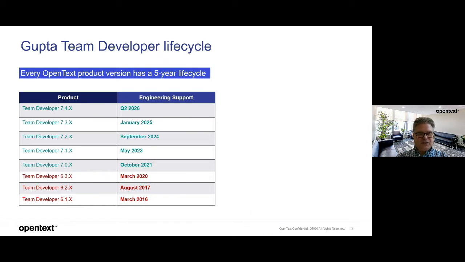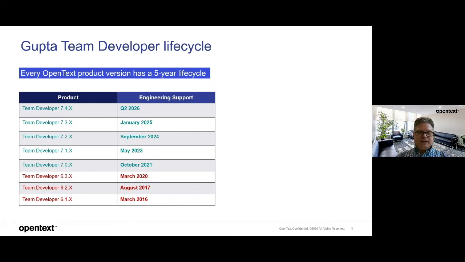And you have seen this before, Team Developer 6.3 and older are out of engineering support. Out of engineering support means that it's unlikely that engineering will provide fixes if you encounter problems with these versions. It doesn't mean that they are totally out of support, but if you have questions, we can only help with the support team, but not with the engineering team.